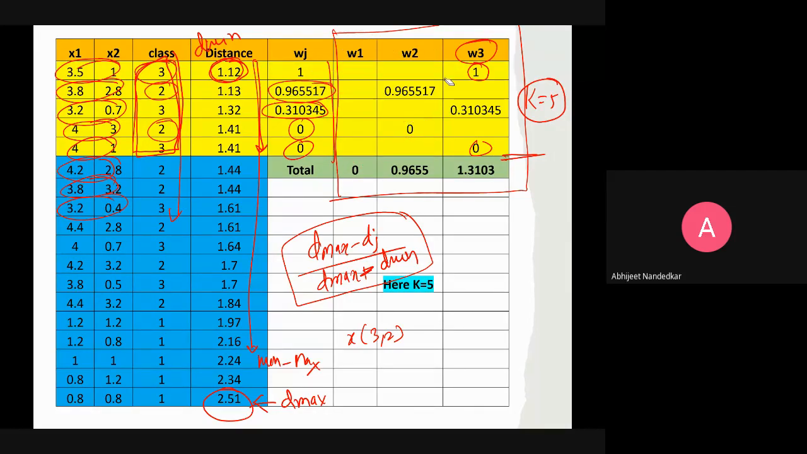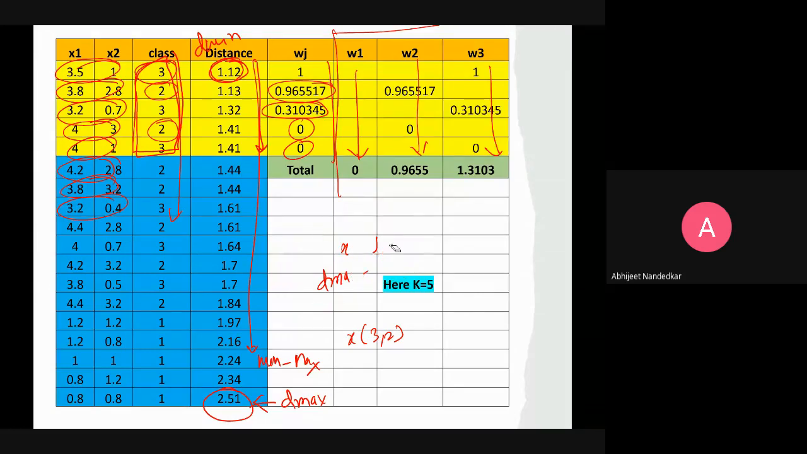The next step is to add the total weightage. So this weightage is 0, this is 0.9655, and this is 1.31. Here k was 5 and I got the highest importance for omega 3. So my decision is omega 3.